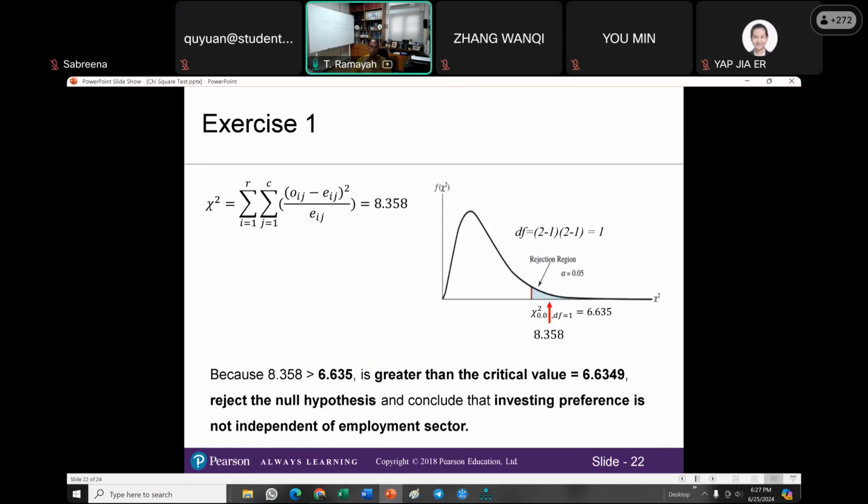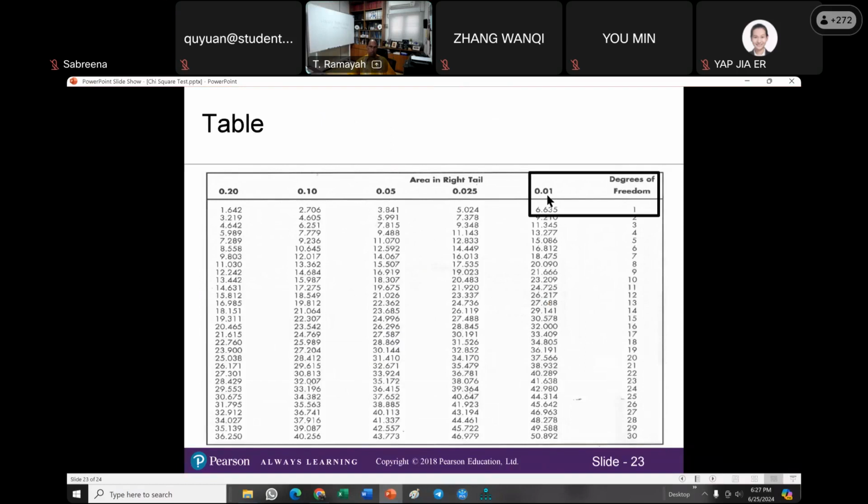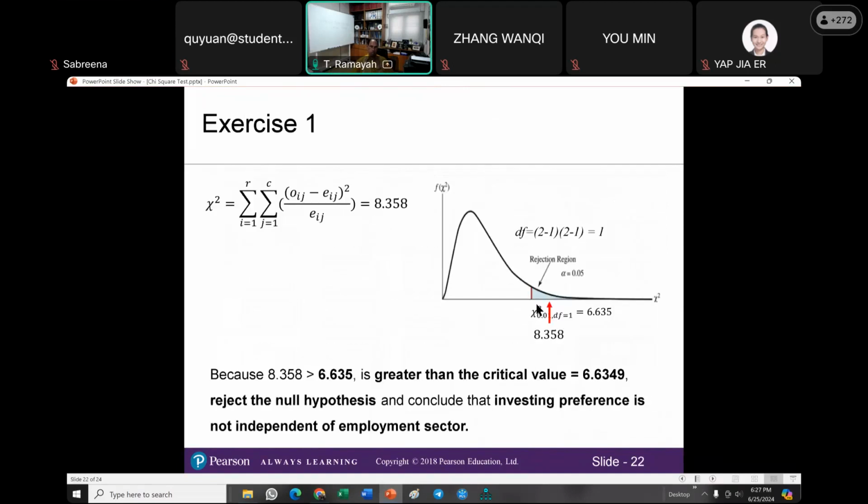Degrees of freedom is 2 minus 1 times 2 minus 1. So that is 1 degree of freedom. At 1 degree of freedom, 1%, the cutoff value is 6.635. So we need to draw this table first before we do the calculation.